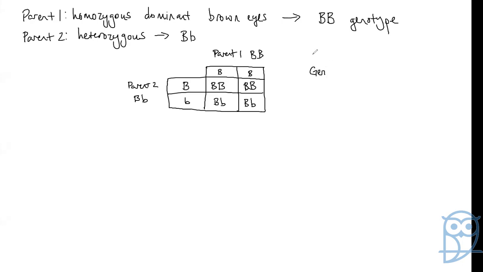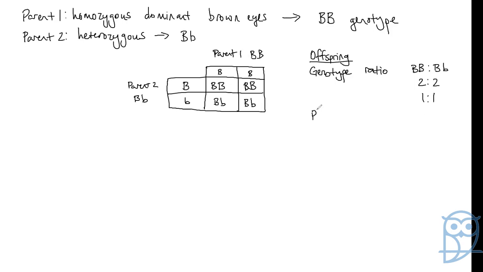So our genotypes, we would like to know the genotype ratio. We're getting homozygous dominant to heterozygous, and we have 2 to 2. We never leave our ratio unsimplified. Think of your fractions. This will be 1 to 1.